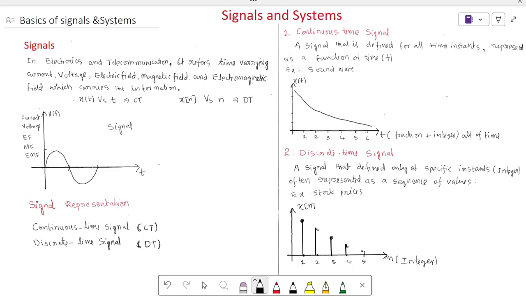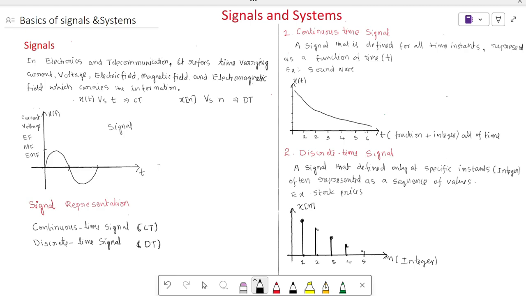You don't take any definition for the magnitude, whether in continuous time or in discrete time, the magnitude, whether it is integer or fraction, anything, it doesn't matter. The definition of continuous time signal and discrete time signal is based on only integer or fractional values of the time. It doesn't matter of the magnitude. So this is about signal representation, continuous time signal and discrete time signal. This is a major difference. Okay.